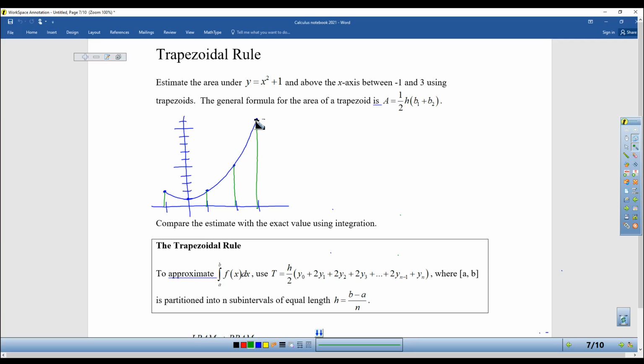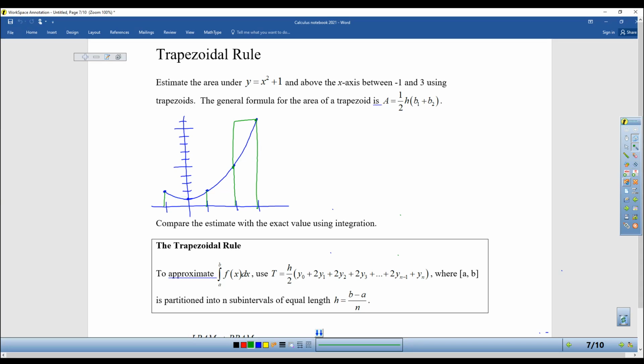And then if we were doing RRAM, we would start on the right-hand side. We would attach it to the rectangle to the right-hand side of the curve. If we were doing LRAM, we would attach it on the left. And if we were doing MRAM, we would go up to the middle and then make our height. And of course, we learned that MRAM definitely made the best possible answer.